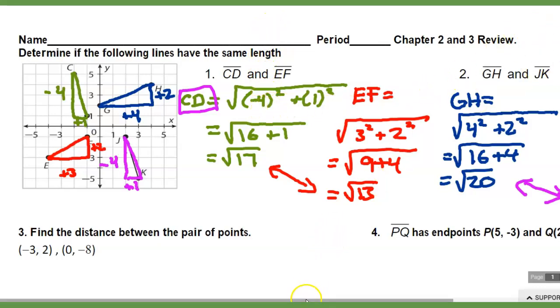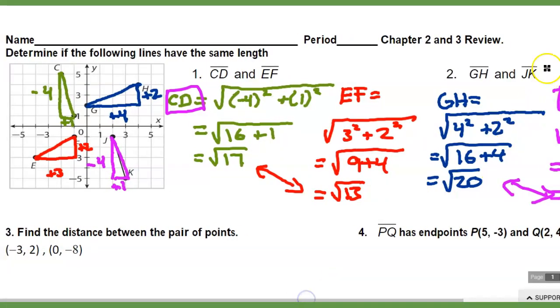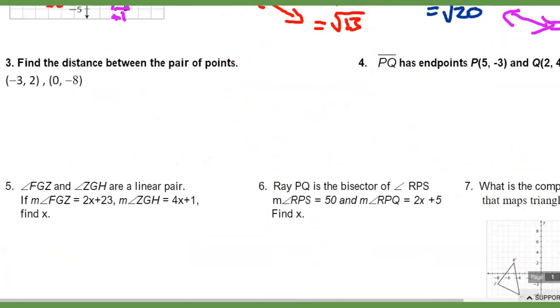All right, let's go down and look at a few more, just without a picture. So if we have to find the distance between just the pairs with no graph, we can use that distance formula as well. We just have to know, well, how far is negative 3 from 0 for the x's? Right, how far is that? Negative 3 to 0. That would be 3 away. Okay. And then how far is it from 2 to negative 8? Right, that would be 10 away.